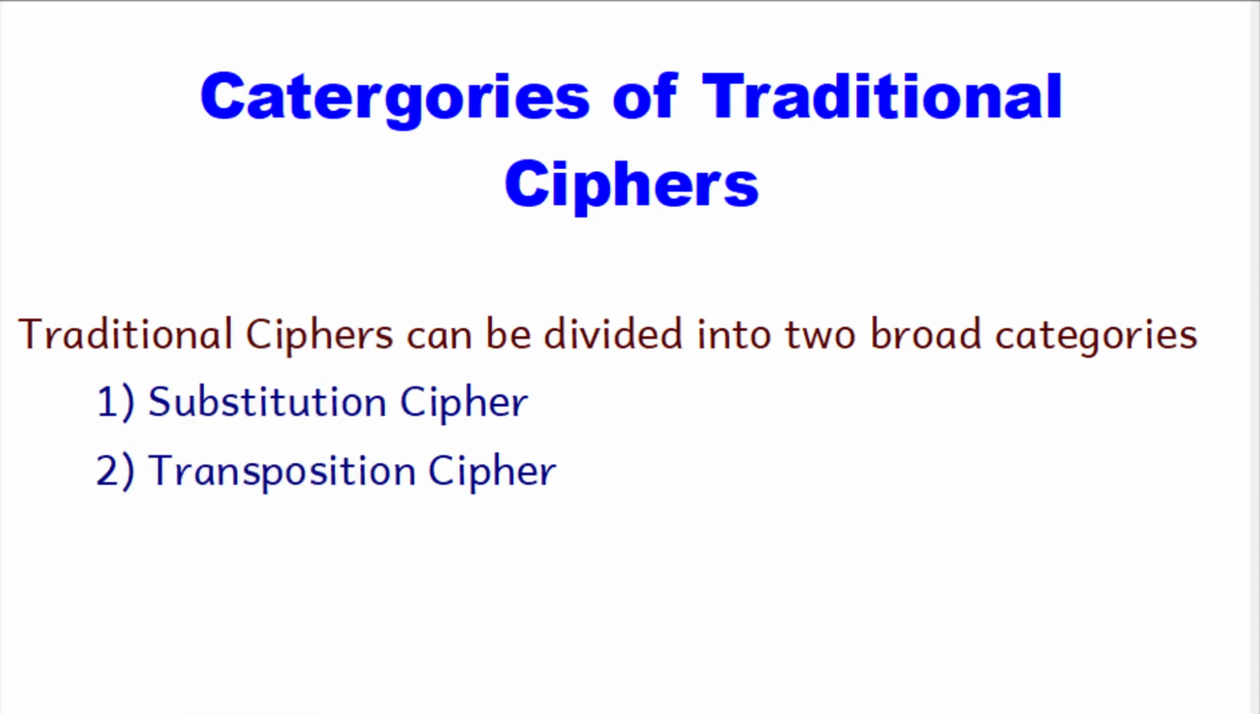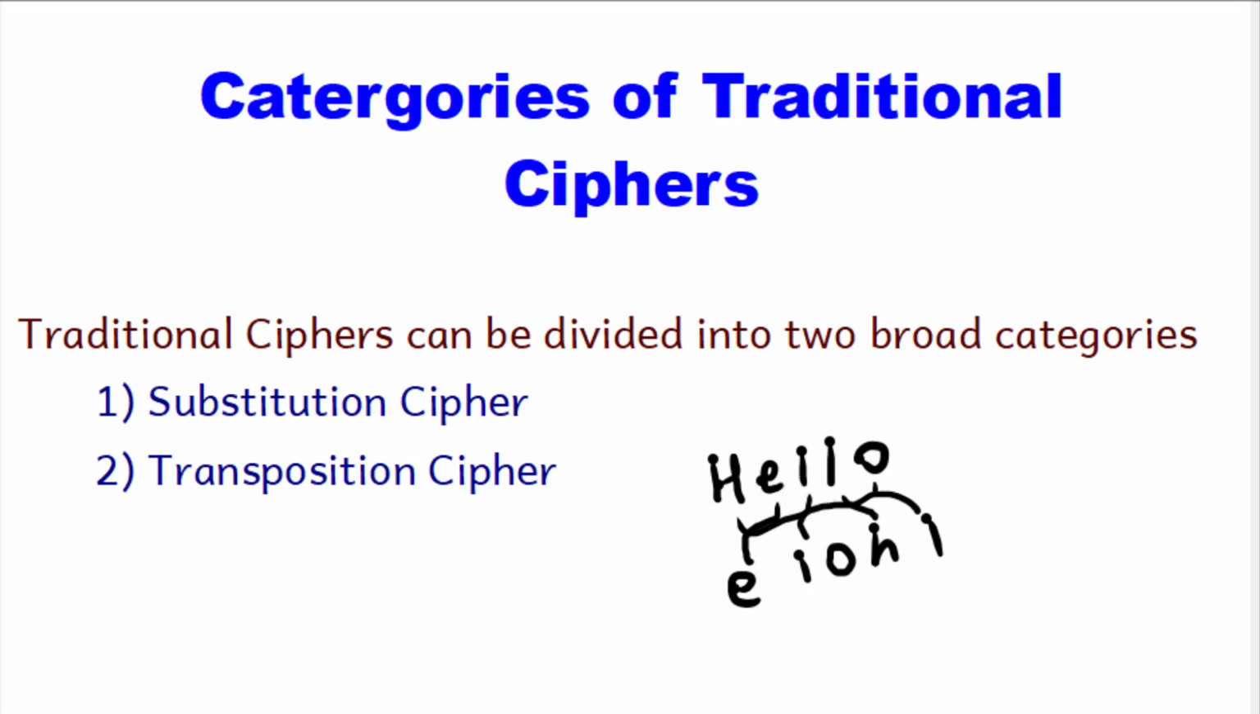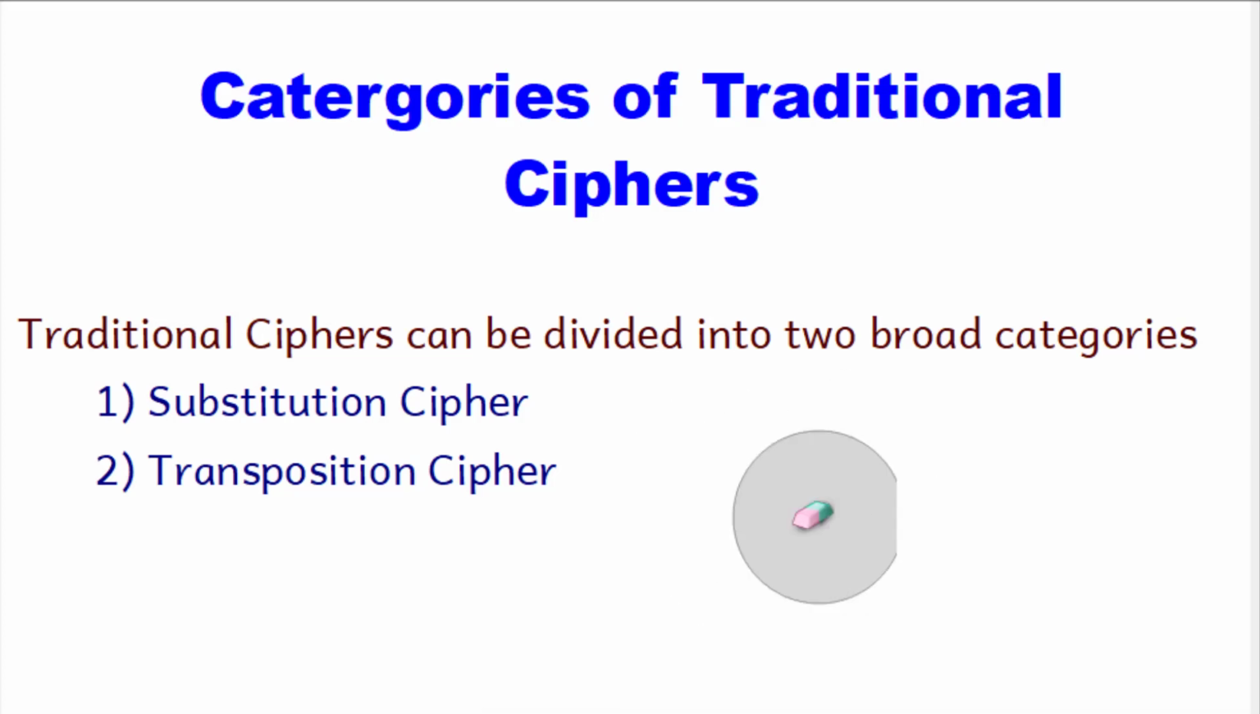Then we have the transposition cipher. In a transposition cipher, we are just changing the position of the alphabets. Suppose we have hello, so maybe E comes here, L comes here, and so on. This H is coming here, this E is coming here, this L is coming here, this L is coming here. So we are just changing the position of the alphabets. That is called a transposition cipher. So these are the 2 broad categories of traditional ciphers.